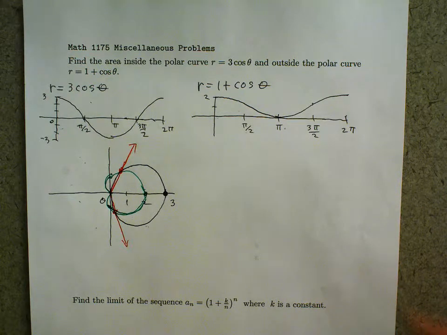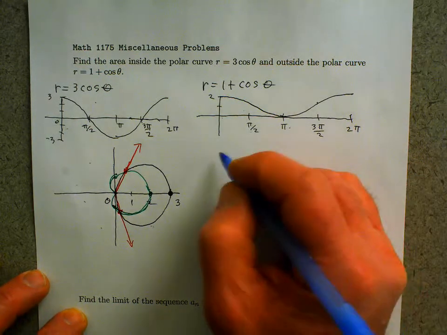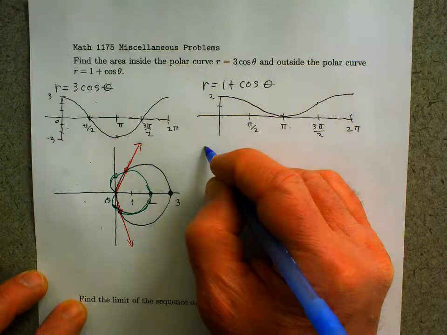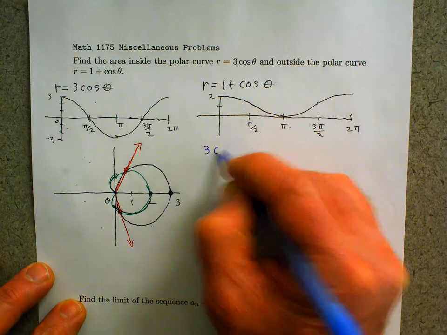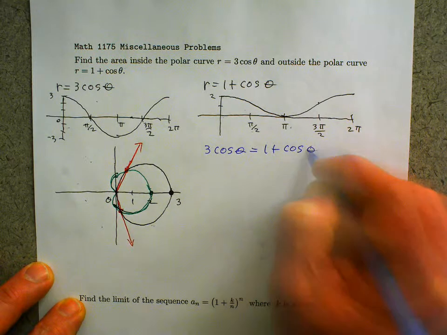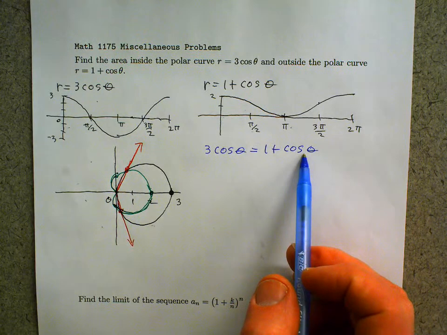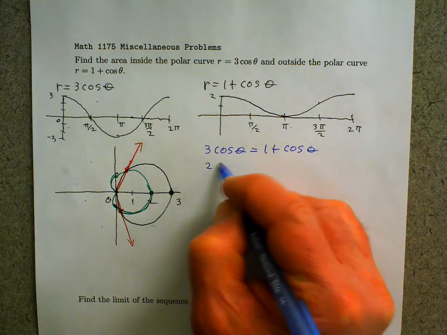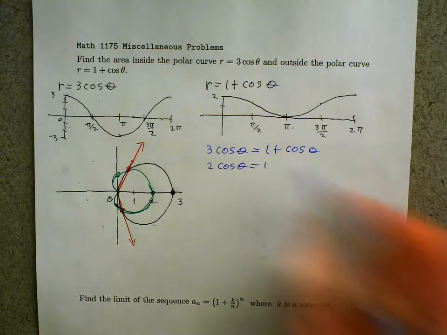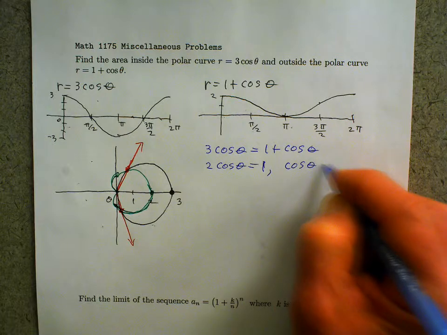The same thing that we would do if we wanted to find where two polynomials intersect. We set the functions equal to each other. So we set 3 times cosine of theta equal to 1 plus cosine of theta. We'll subtract cosine of theta from both sides, so we get 2 times cosine of theta equals 1. Divide both sides by 2, cosine of theta equals 1/2.